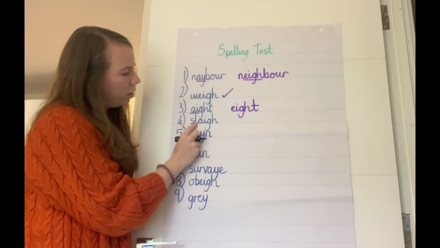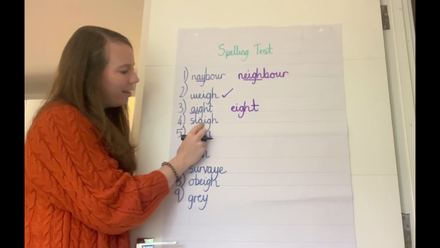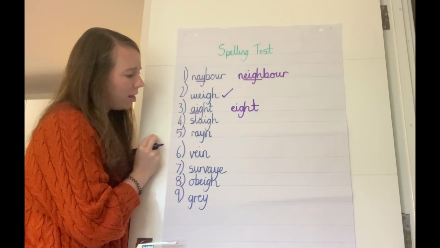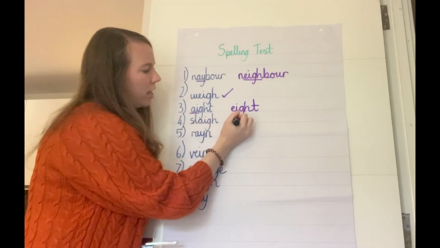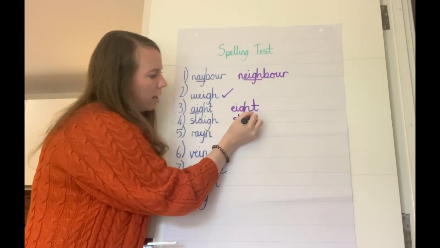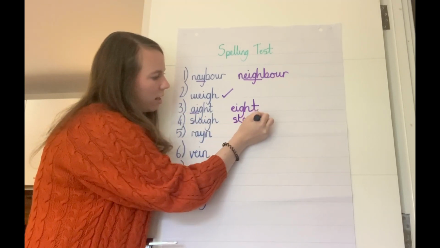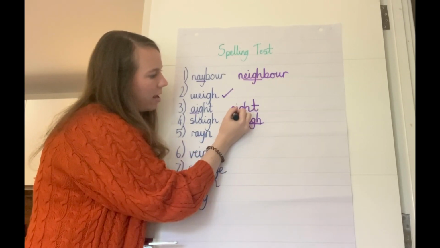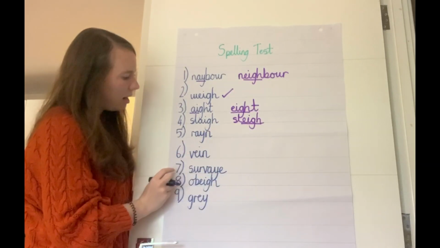Question 4, sleigh. Oh, again, I've used the AI digraph, the AI that comes together to make the A sound, but it's not. It's S-L-E-I-G-H. Sleigh again, just like A in neighbour, A in eight and A in sleigh.